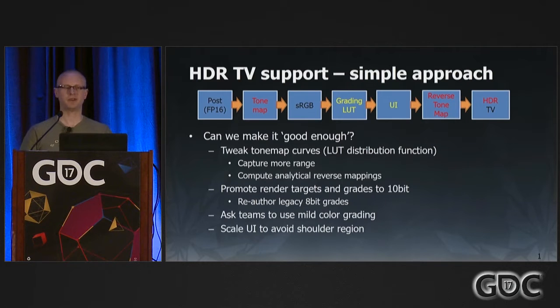But can it be made good enough? Absolutely, yes, it can be made good enough, especially if you've got a game out in the wild and want to patch it. You could tweak the tone map curves, change the distribution function, capture a bit more range, compute your analytical mappings, use 10-bit rather than 8-bit, reauthor any grades that need to be done. You could back away from extreme color grading, to avoid the reverse problem. And you could scale the UI a little bit to avoid the shoulder region. It can be made to work, but we decided not to do that.